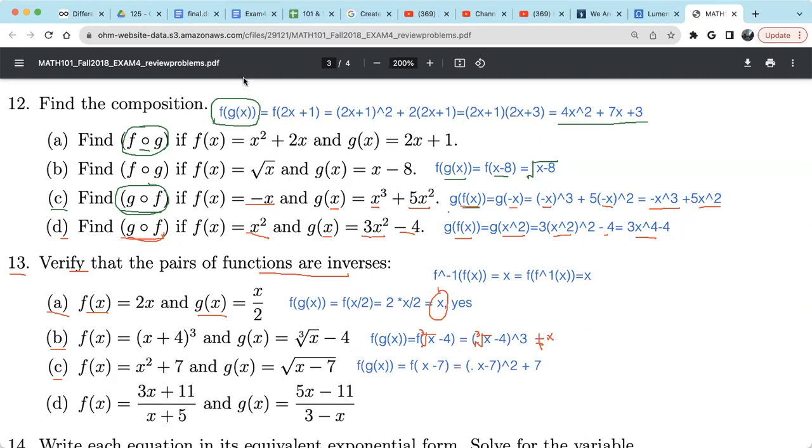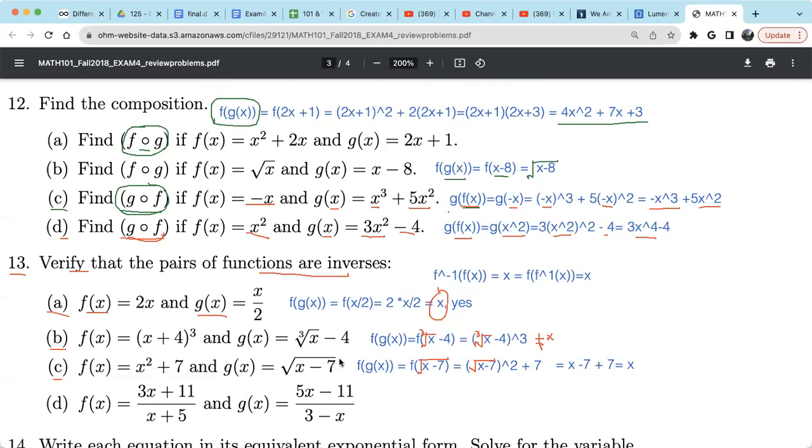Let me add the square root sign. So G is the square root of X minus 7. Square root of X minus 7, that's just X minus 7. The square root and the square cancel each other, right? That's the X minus 7 and plus 7. Oh, minus 7 plus 7. Yes, we did get the identity function of X. So C, yes, F and G are inverse.